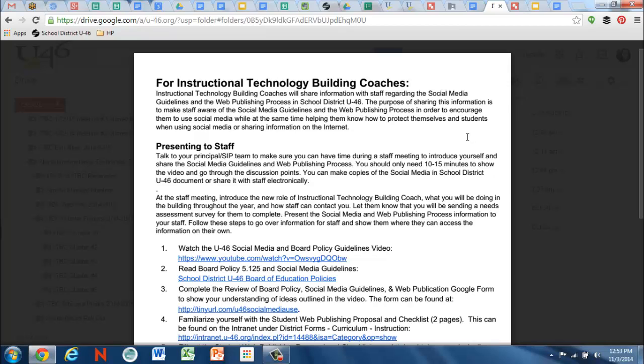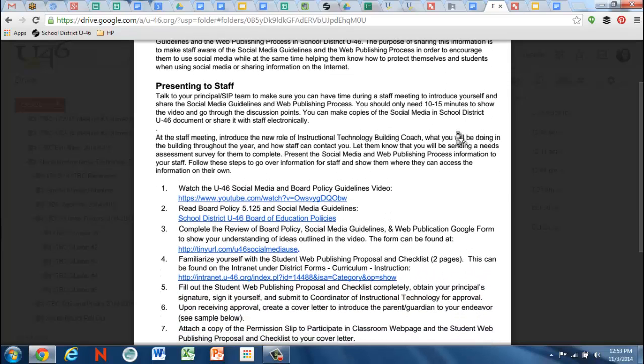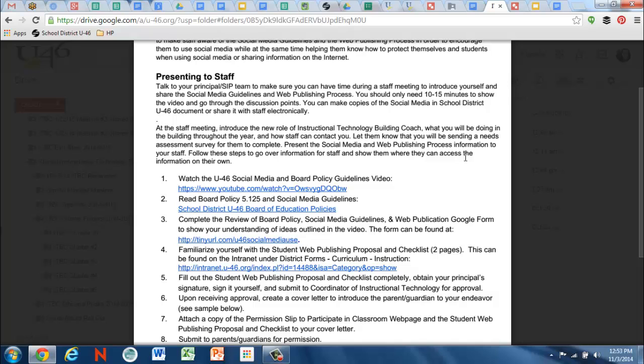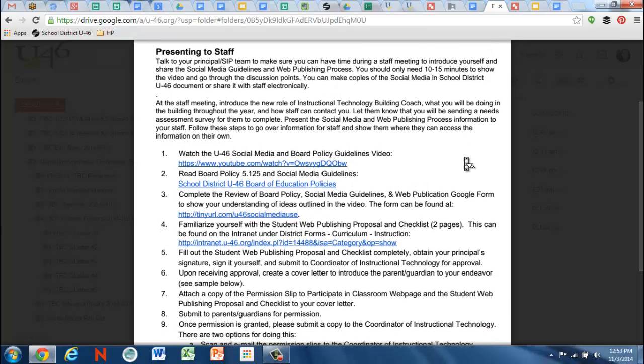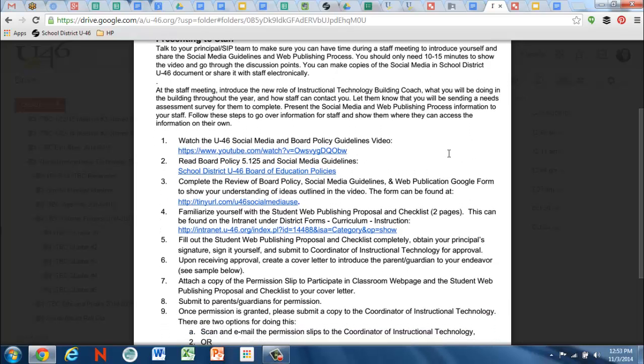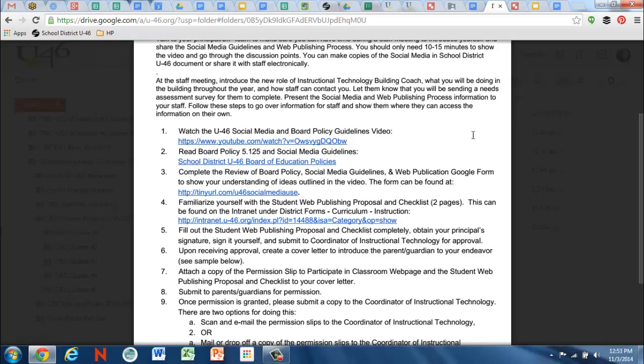And the goal really is to encourage teachers to use social media, but at the same time help them know and understand what our board policy is and what they need to be aware of in terms of different laws, to be able to protect themselves and to encourage students, but also to help students as well. So when you're presenting to staff, you'll ask for time, again, at the staff meeting. You can share the other document with them, or you can share either of these as well.